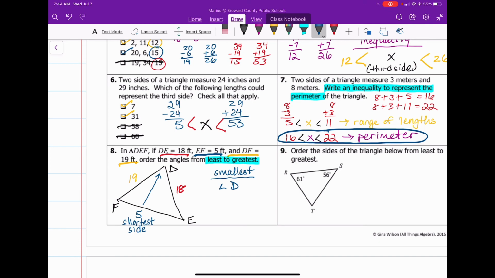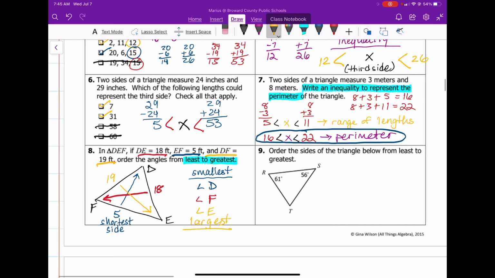And then the next smallest angle would be F. And then that means that the largest angle is E. Okay? So we put them in order from least to greatest. D was the smallest because it's opposite the shortest side. F was the next biggest because it was opposite the middle side. And the largest side is 19, which makes E the largest angle.